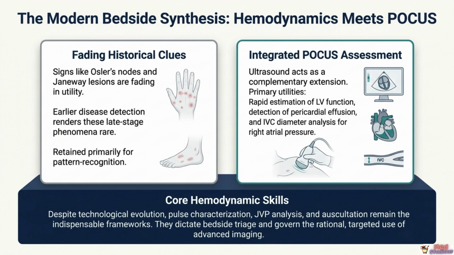Despite this technological evolution, core hemodynamic skills, pulse characterization, jugular venous pulse analysis, and systematic auscultation remain absolutely indispensable. They dictate bedside triage and govern the rational, targeted use of every advanced imaging modality that follows. Master these fundamentals first, and every piece of technology you add afterward becomes exponentially more powerful.